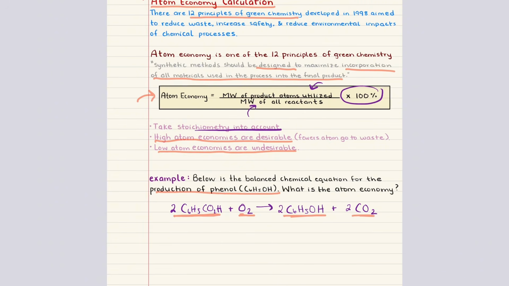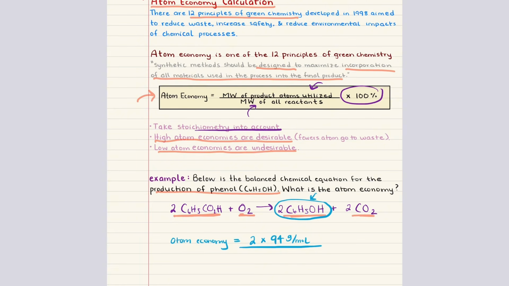For atom economy, we only count the atoms that end up in the desired product, which in this case is phenol. The carbon dioxide does not count towards the atom economy because it is a byproduct and not part of the target chemical. So when we calculate atom economy, the numerator is the mass of the desired product formed. We have 2 moles of phenol, and each mole has a molecular weight of 94 grams per mole. So the numerator is 2 times 94.